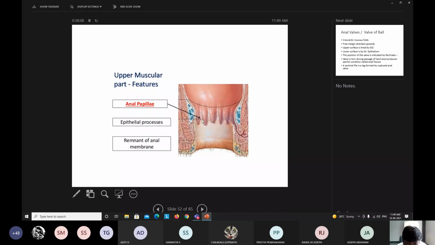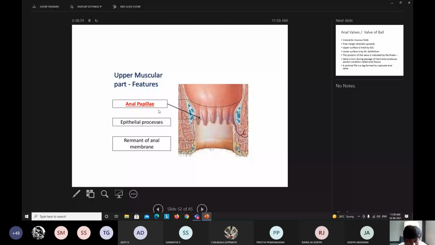Just above the free margin, on either side, you have epithelial processes. These epithelial processes indicate the remnant of the anal membrane. They are called the anal papillae, and here some amount of hyperplasia of the epithelium will be there.